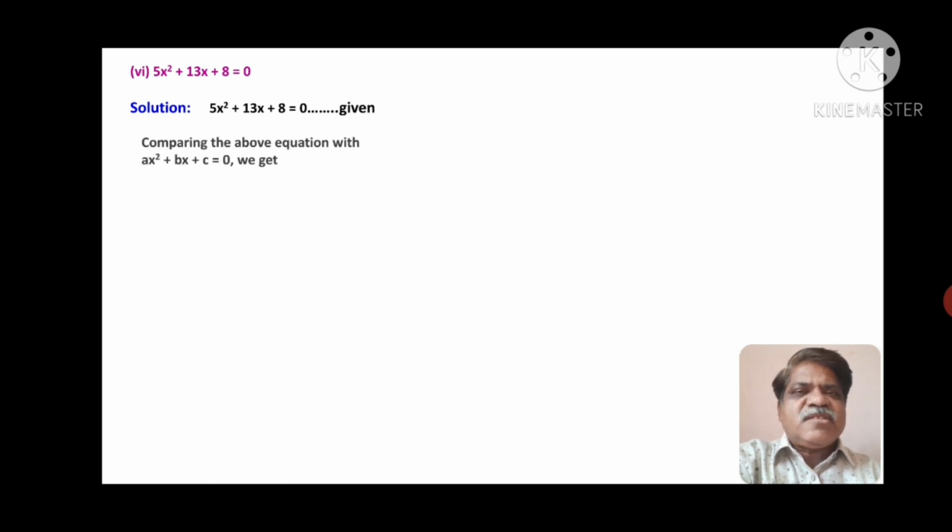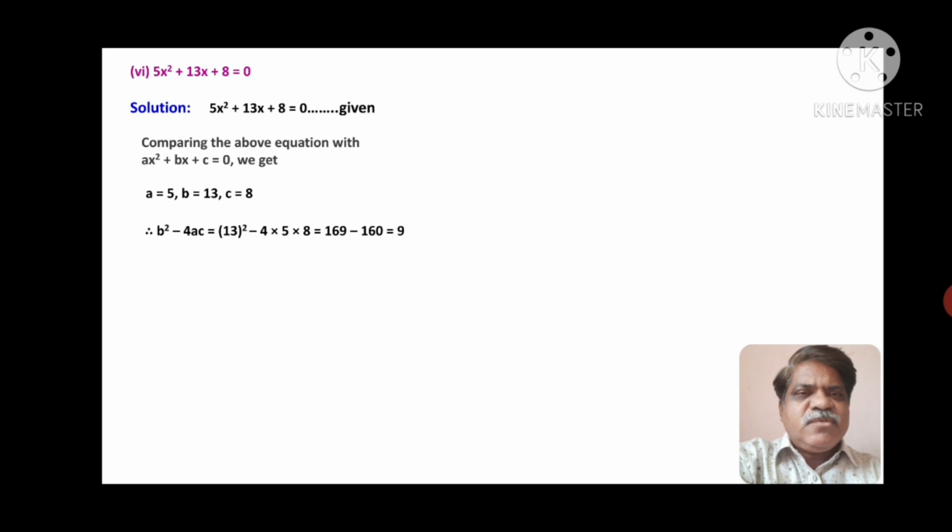Number 6. 5x square plus 13x plus 8 is equal to 0. Friends, it is given that 5x square plus 13x plus 8 is equal to 0. Comparing this equation with ax square plus bx plus c is equal to 0, we will get that a is equal to 5, b is equal to 13 and c is equal to 8. Therefore, b square minus 4ac is equal to 13 square minus 4 into 5 into 8. That will be 169 minus 160.